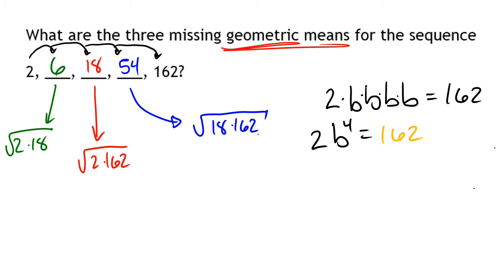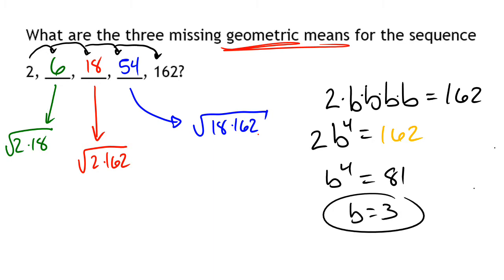If I divide both sides by 2, I get b to the 4th equals 162 divided by 2, which is 81. And then the 4th root of 81 is equal to 3. So b is the number 3. Now, why that's useful is if I take the first term, 2, and I multiply that by 3, I get 6. And if I take 6 and multiply that by 3, I get 18. And if I take 18 and multiply by 3, I get 54. And finally, 54 times 3 is 162. So that was using both the geometric mean and thinking about what it means to have a geometric sequence.